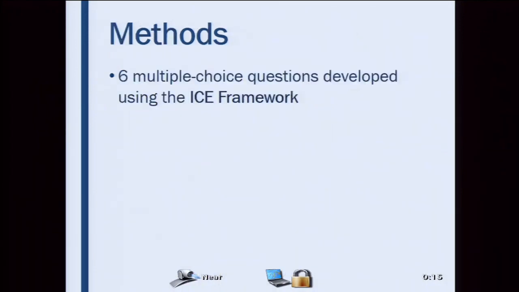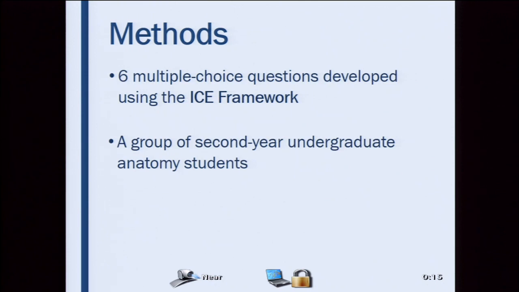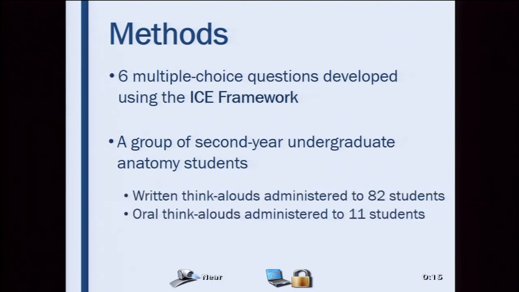So back to our methods, we went through the ICE model and developed those 6 questions. After those were developed, we selected a group of second-year undergraduate anatomy students. From there, 82 were administered a written think-aloud, and 11 of them were administered an oral think-aloud.